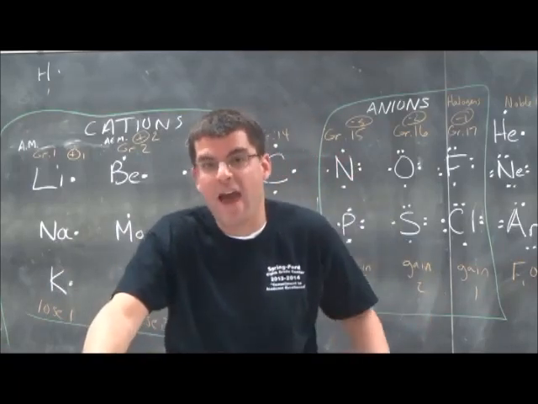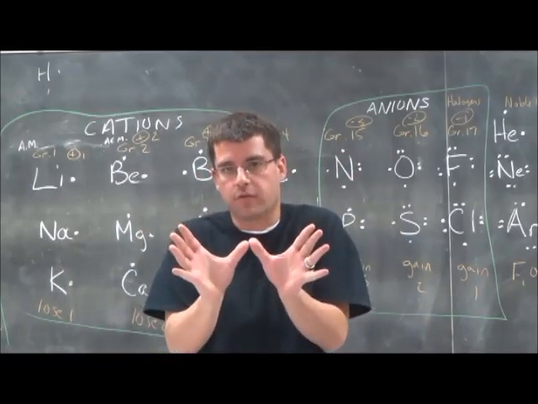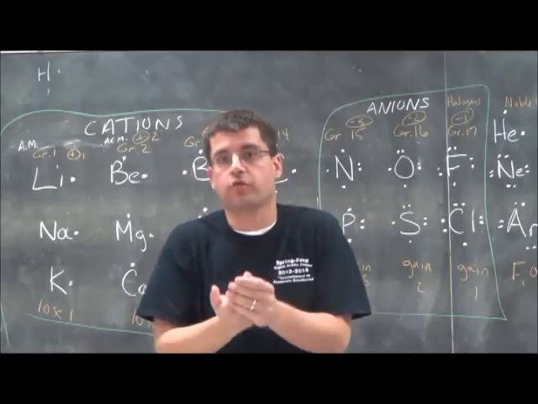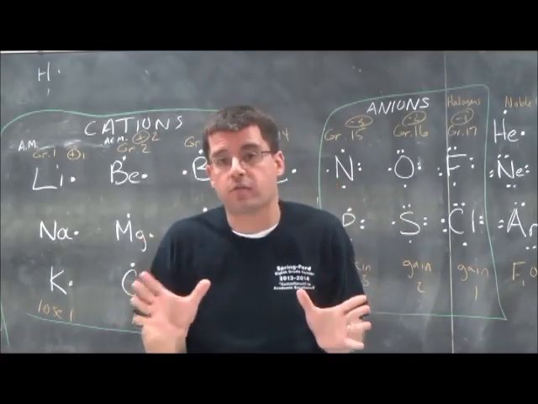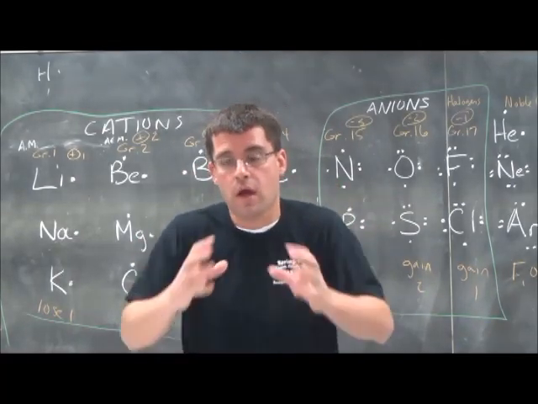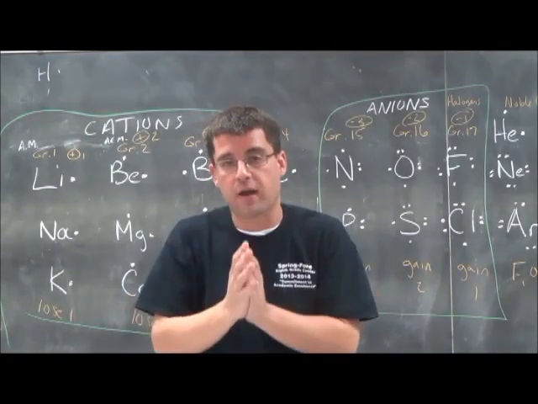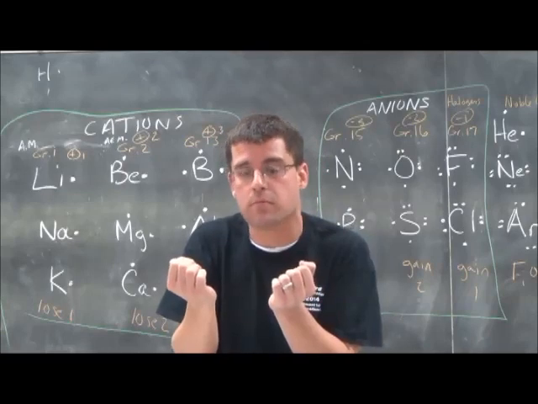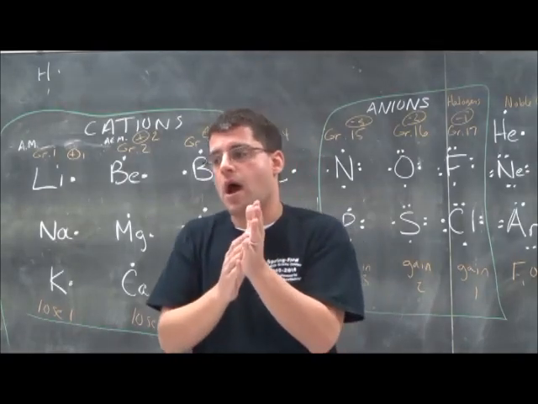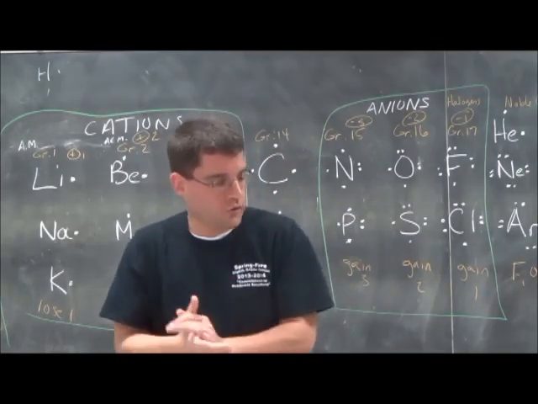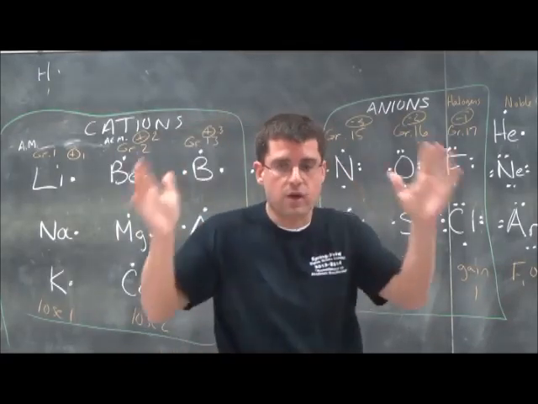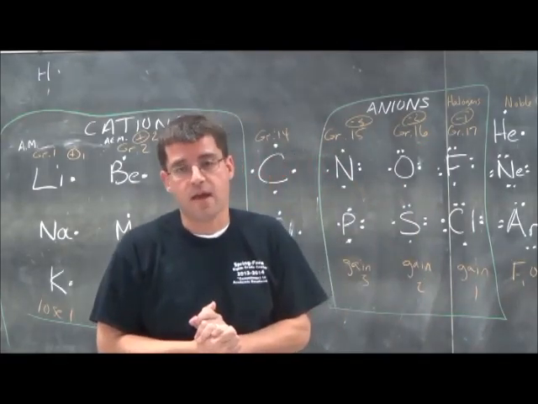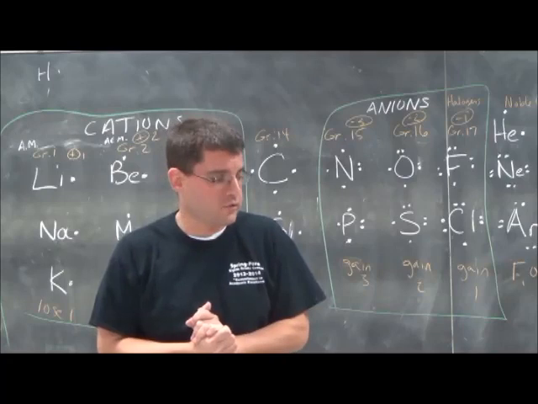Inside the nucleus of an atom, a nucleus has protons and neutrons. The nucleus is positively charged, because the protons and neutrons, which comprise most of the mass of the atom, include positively charged protons. Neutrons are neutral. Outside the nucleus, you've got negatively charged particles called electrons.